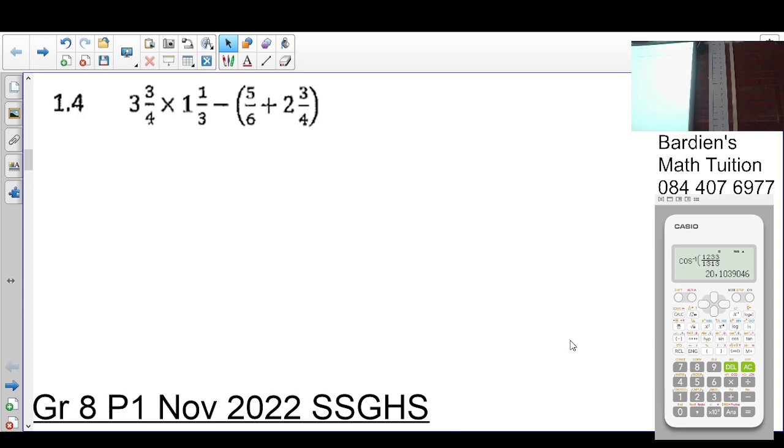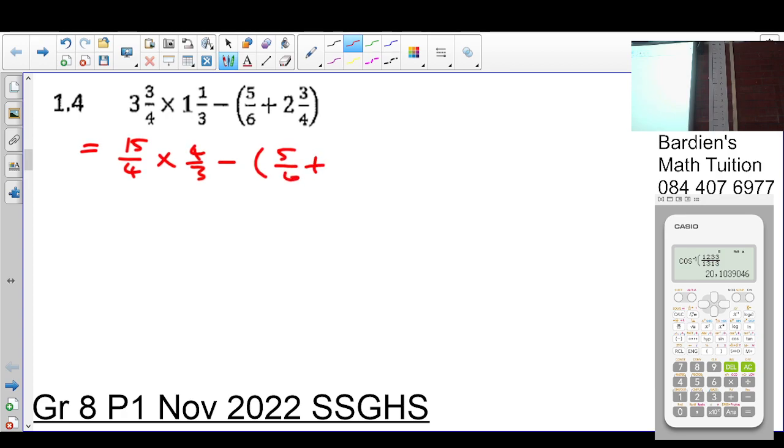We'll first change everything to improper fractions. 3 times 4 is 12, plus 3 is 15 over 4, times 4 over 3, minus 5 over 6, plus 8, 9, 10, 11 over 4. The only time we drop this bracket is once you've got one term inside the bracket. So this here I can cross cancel first. 3 going into 3 is 1, 3 going into 15 is 5 times, and the 4s cancel. So I'm left with 5 over 1 minus.